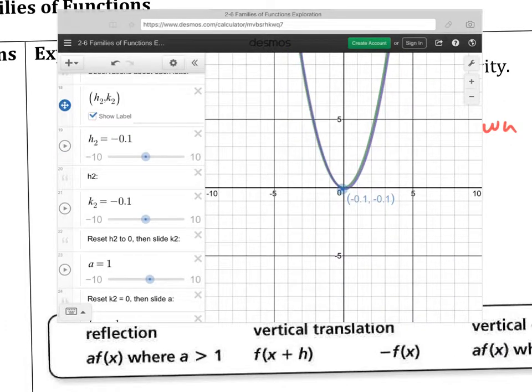Next up, the a. What happens when I adjust the a? It's like I pull really tight, or I push it down, and as I push down, it opens up quite a bit, and then it can flip upside down. So the a, the multiplication in the front, squashes it or pulls it tightly.